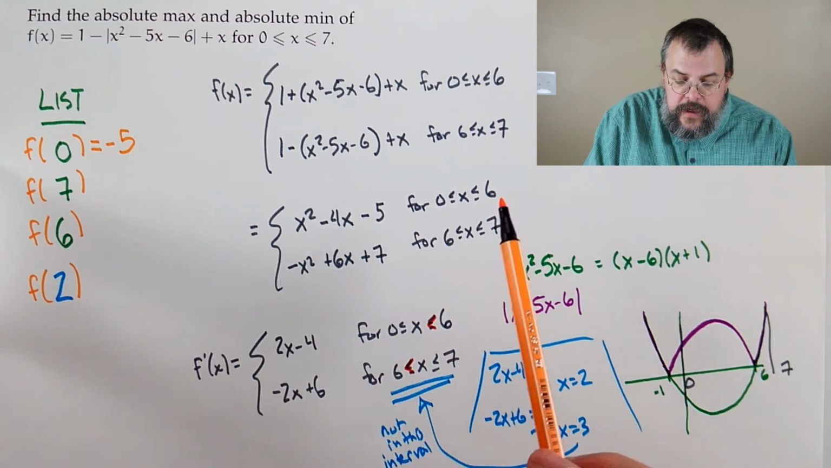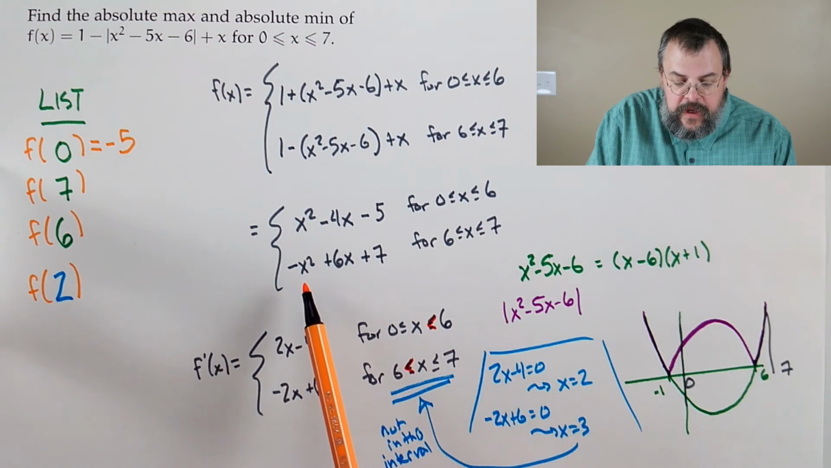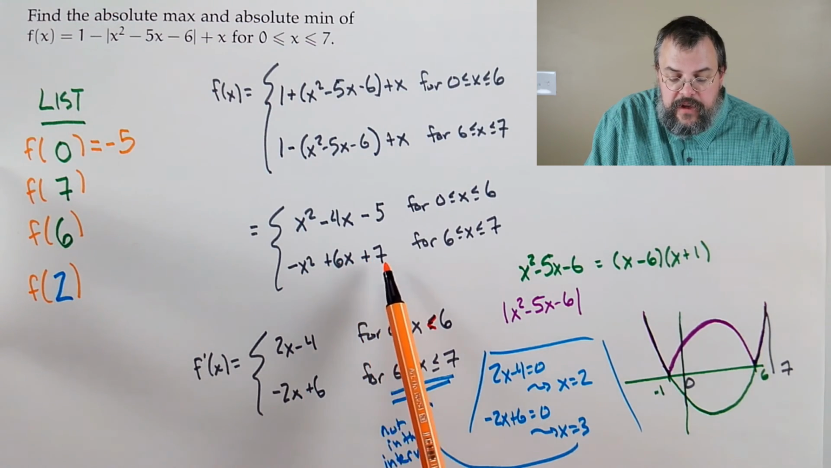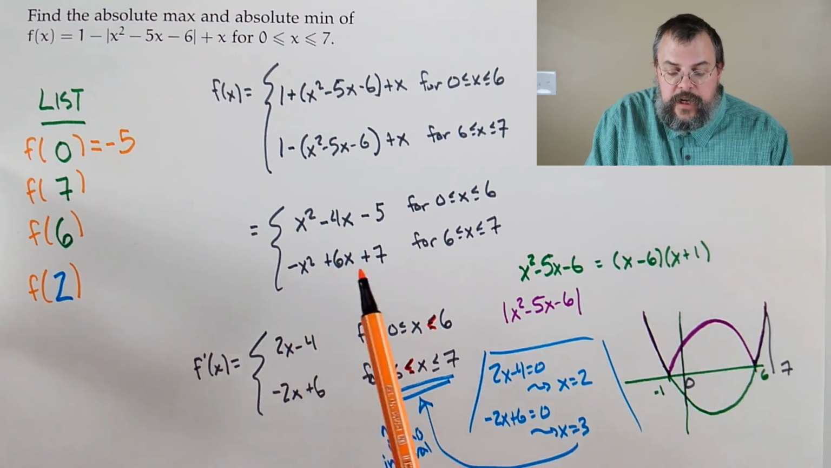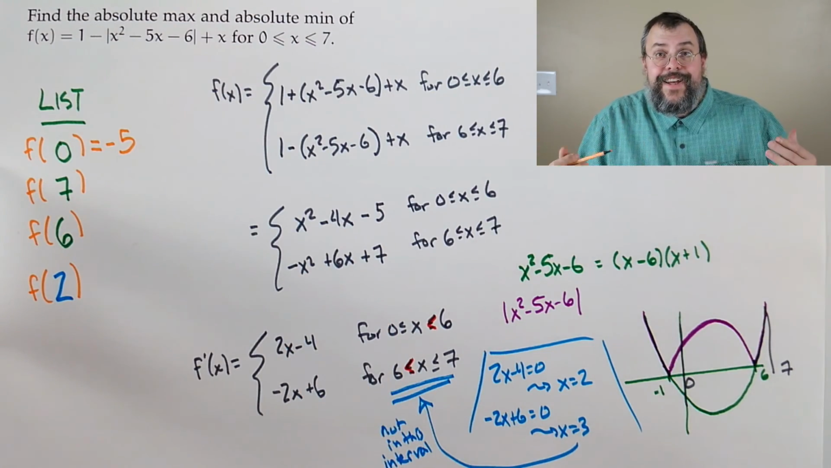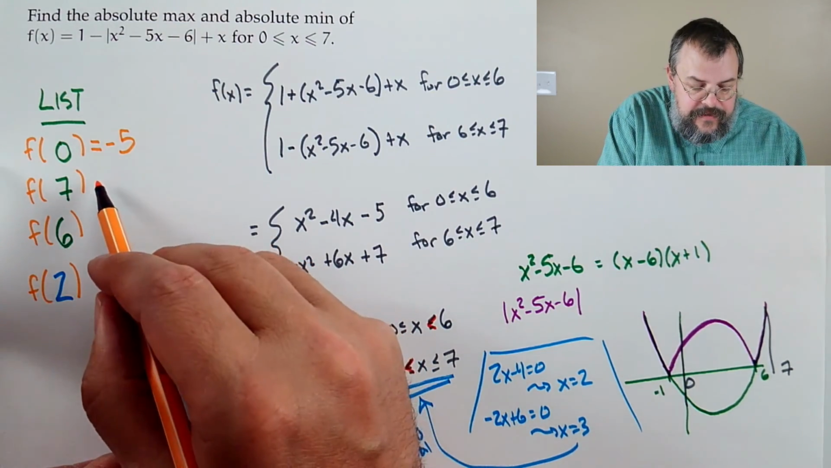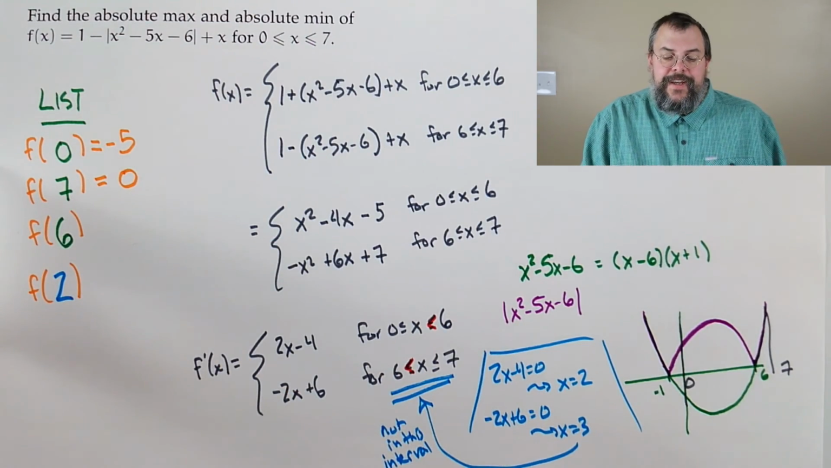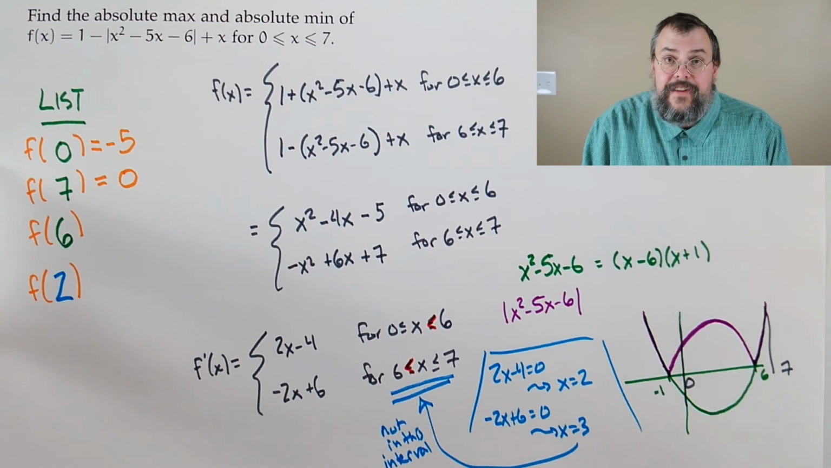So here is our function at 7, so we're going to use our second rule here. 7 squared is 49. That's being subtracted. 6 times 7 is 42, plus 7 is 49. Negative 49 plus 49, they exactly cancel out. So the function at 7 is 0. Okay, that's nice. Now, the function at 6.